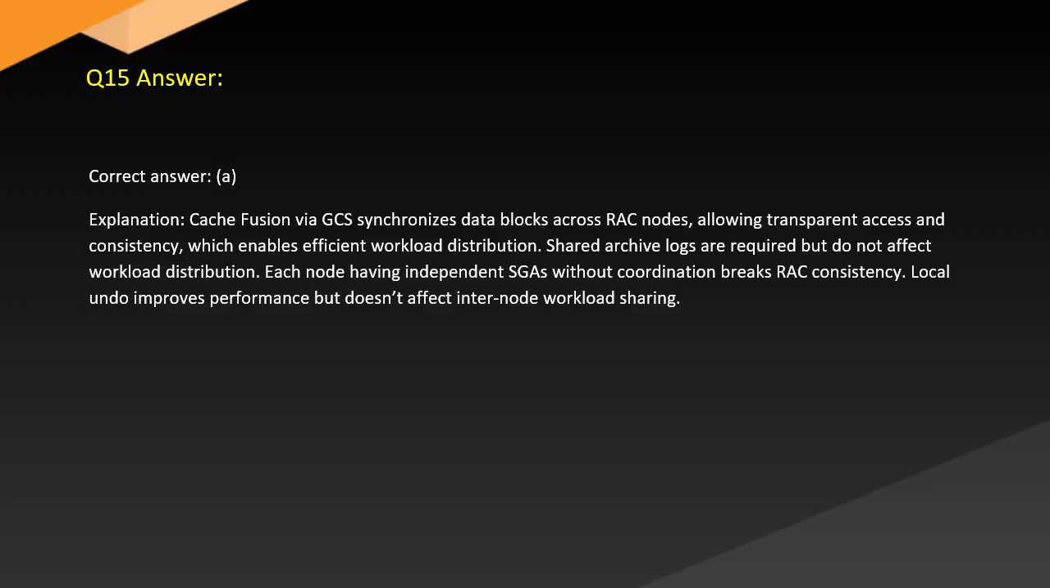Cache Fusion and GCS synchronize data blocks across RAC nodes, allowing transparent access and consistency, which enables efficient workload distribution. Shared archive logs are required but do not affect workload distribution. Each node having independent SGAs without coordination breaks RAC consistency. Local undo improves performance but doesn't affect internode workload sharing.